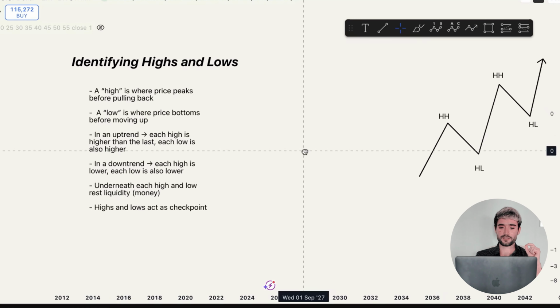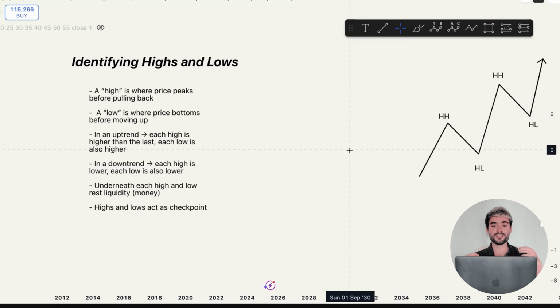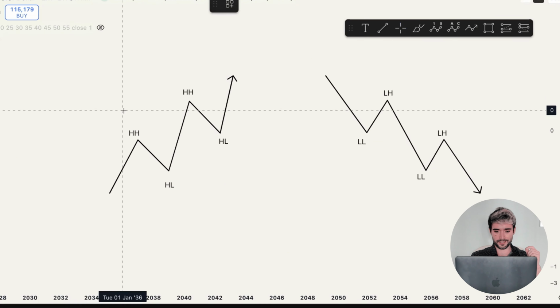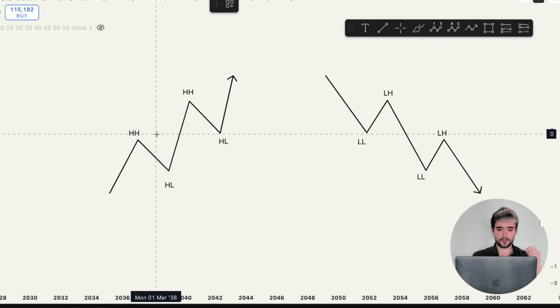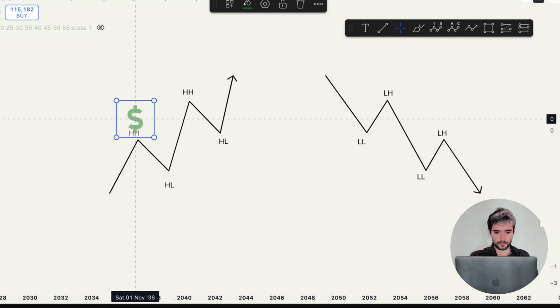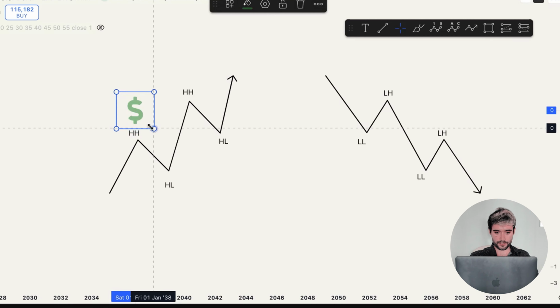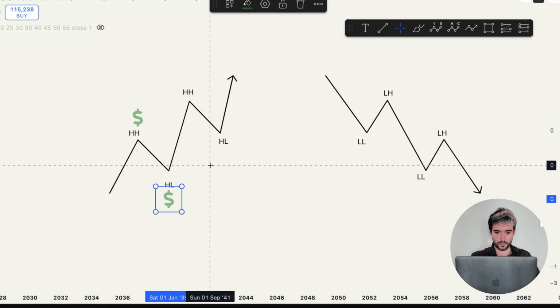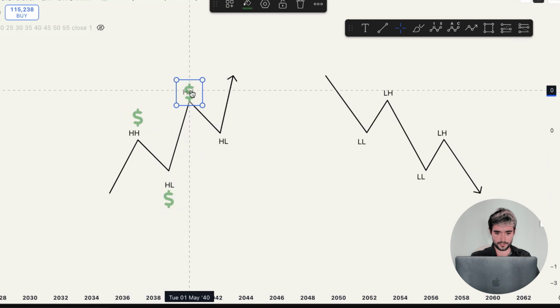Now that we have a simple understanding of highs and lows, we want to understand that underneath each high and low rests liquidity, aka money. If we observe our model again, let's spot the liquidity in the market. Above every high and every low rests liquidity. Above this high, there are orders in the market that either need to be filled or are in the form of stop losses, where retailers are liquidated and then turn into buyers to push price to the upside. Underneath this low, we understand there's liquidity. Underneath this high, we understand there's liquidity.